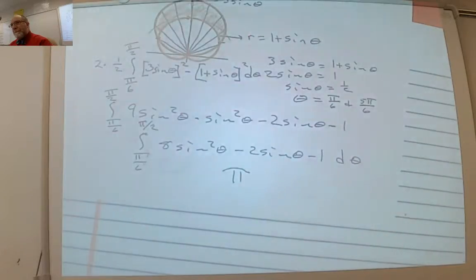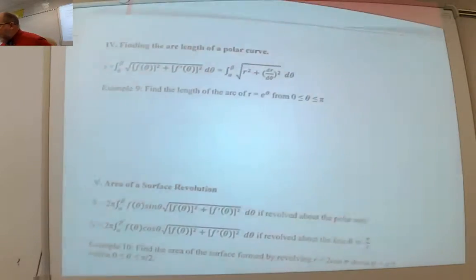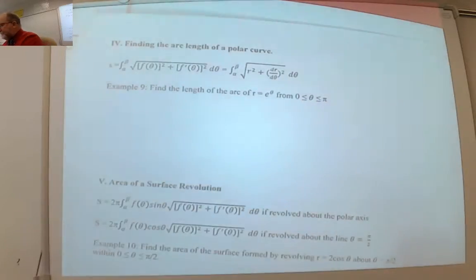All right. This one is how you figure out arc length.